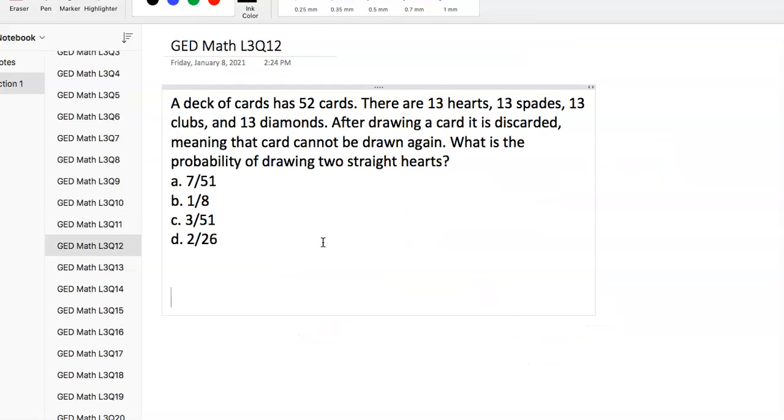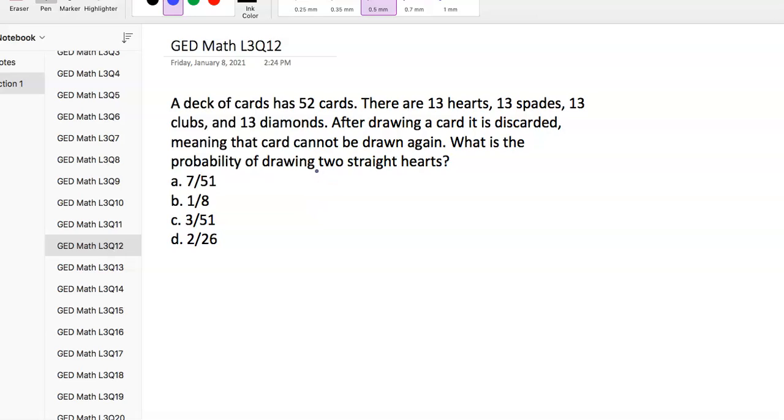Okay, next probability question. Deck of cards, right? This is also a very common probability question. Okay, so in a deck of playing cards, you have 52 cards, right? So 13 hearts, 13 spades, 13 clubs, 13 diamonds. We say after a card is discarded, meaning you can't draw that card again, what is the probability of 2 straight hearts?